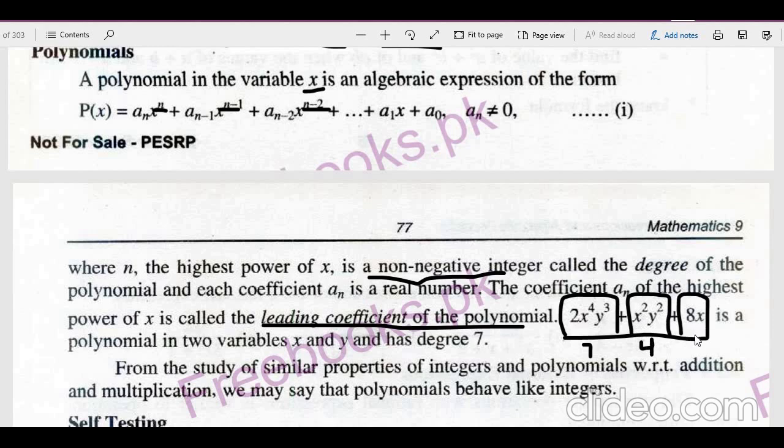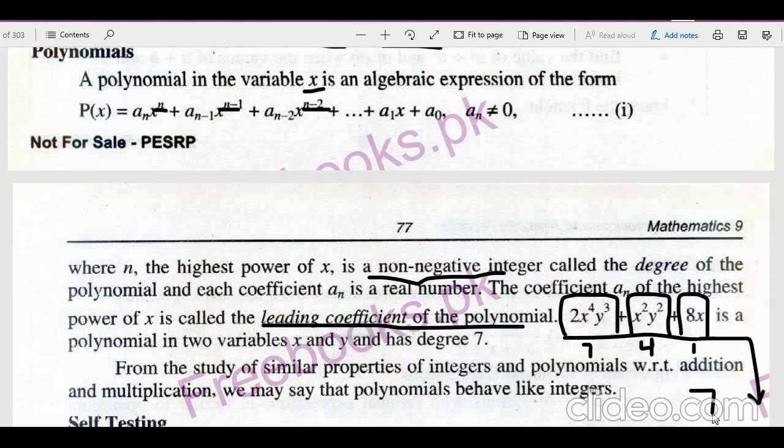Here the exponent of x is 1. Now the greatest degree of all these terms is 7. So we can say that the degree of this polynomial is 7, and the leading coefficient of this polynomial is 7. This polynomial contains 2 variables, x and y. This is a polynomial in 2 variables x and y and has degree 7 because 7 is the greatest.